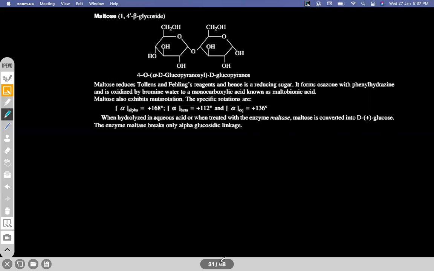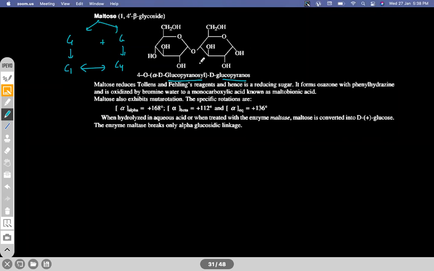Okay, next is maltose. In maltose, we take glucopyranose and glucopyranose. Two different structures we have, but the bond that combines here is C1 of one glucopyranose and C4 of the other glucose unit, because both are glucose only. We know maltose is made up of two glucose units, G plus G. So first one's C1 and second one's C4. C1 and C4, we have a glycosidic linkage present here. So H2O eliminates, and this kind of bond is present.